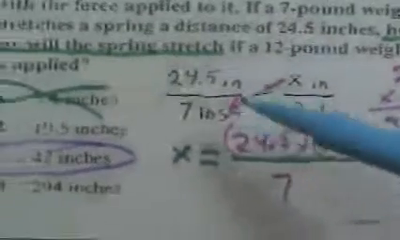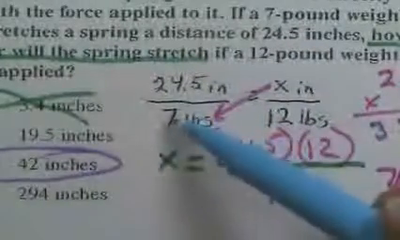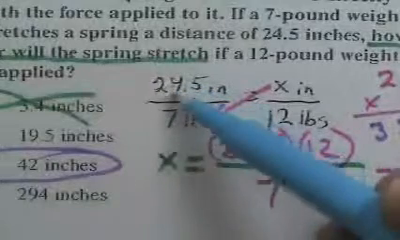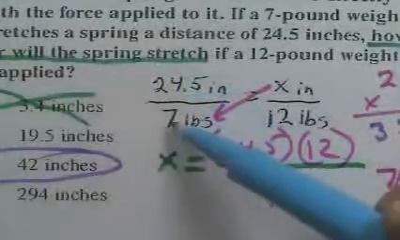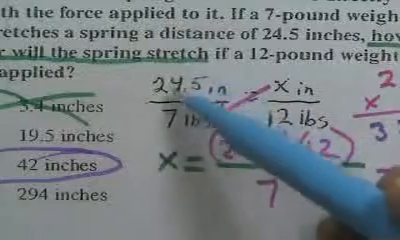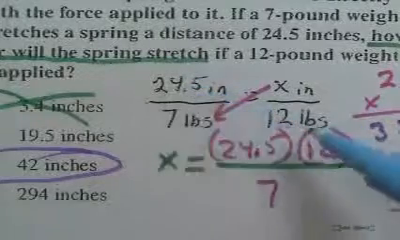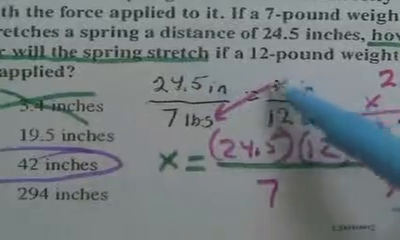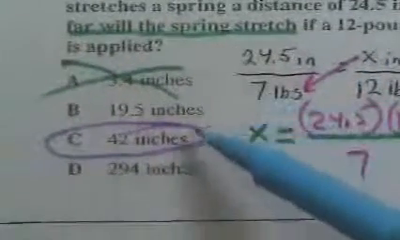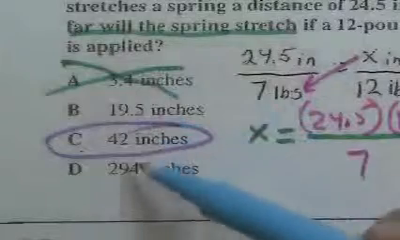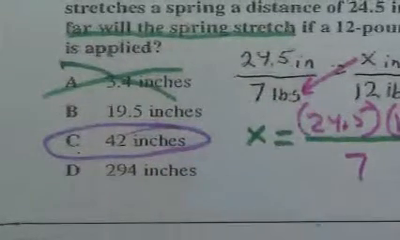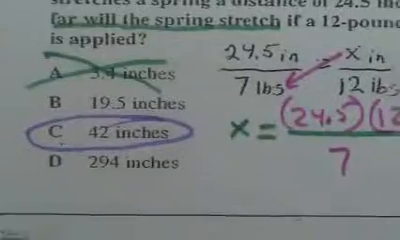Now let me show you a shortcut that you could have done. 7 times 3 is 21, so it's times 3 to get from the bottom to the top. So from the bottom to the top, 12 times 3 is 36. So it's a little more than 36. And if you look at it, there's nothing even close to 36 except 42. So that's a good way of estimating the answer.